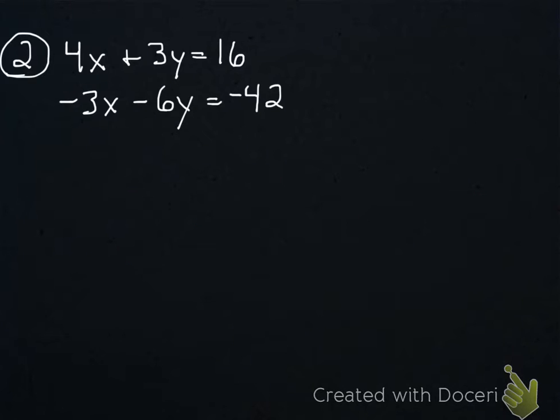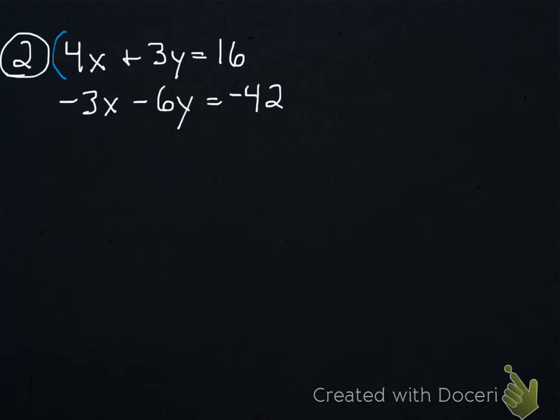Number 2. Again, compare the coefficients. I look at my x's. I have a +4 and a -3. The only way I'm going to get those two numbers to match is multiplying both equations by something. So let's look at the y's. I have a +3 and a -6. This is a little bit better because I can multiply the top equation by 2 and I'd have a 6 in front of both y's.